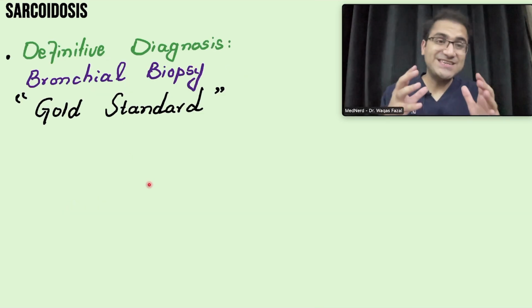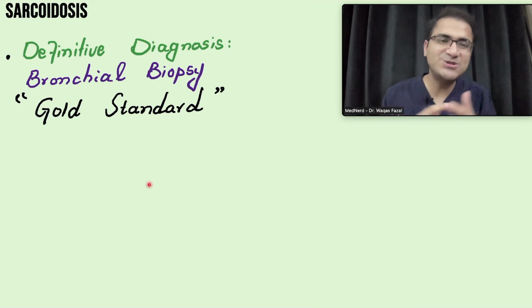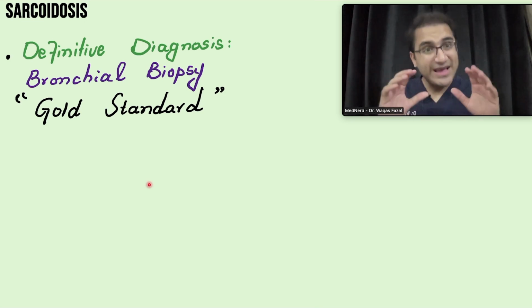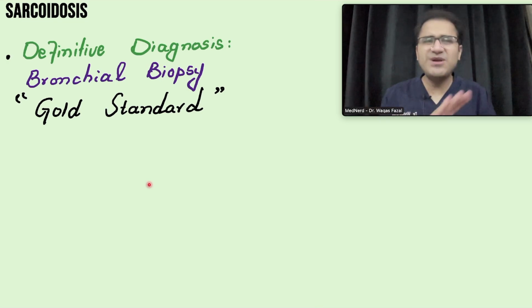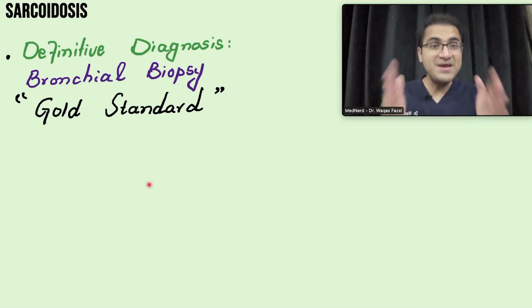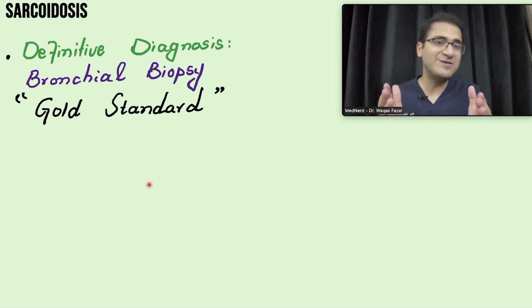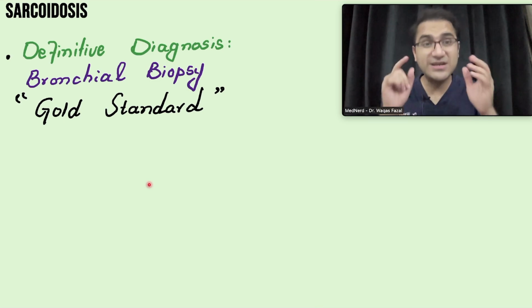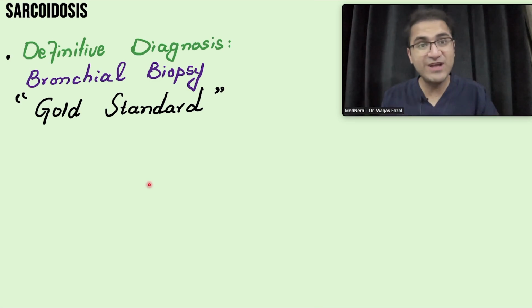Now remember, chest X-ray is just an initial investigation for sarcoidosis. It can give you a hint that the patient might be having sarcoidosis. And ACE levels and hypercalcemia are non-specific tests. The main investigation, the most important investigation, the gold standard, and the investigation that is going to give you the definitive diagnosis is bronchial biopsy.